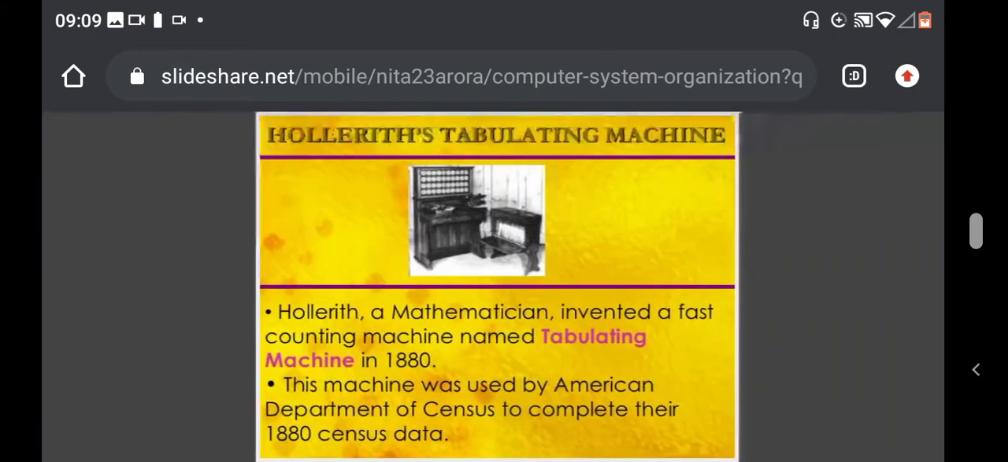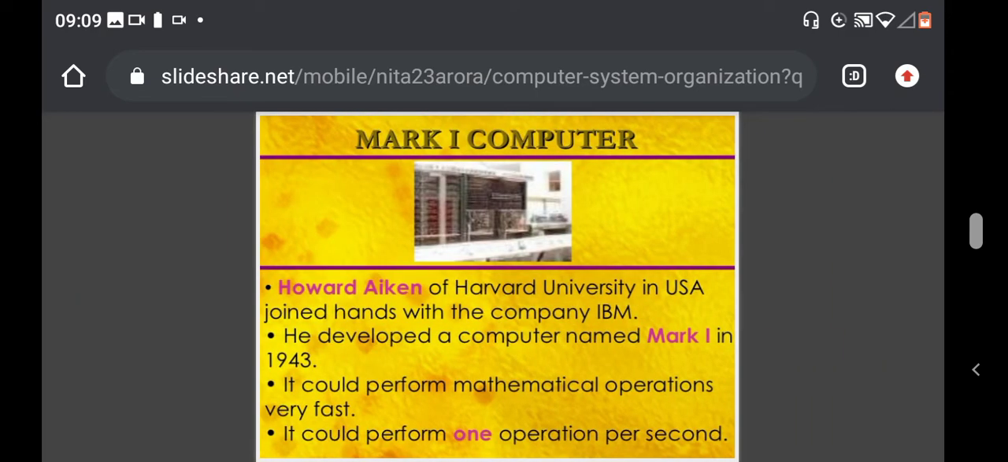Hollerith tabulating machine. So Herman Hollerith is the mathematician who invented the fast counting machine named the tabulating machine in 1880. This machine was used by the American Department of Census to complete their 1880 census data. So it was used for counting the census at the time in 1880.